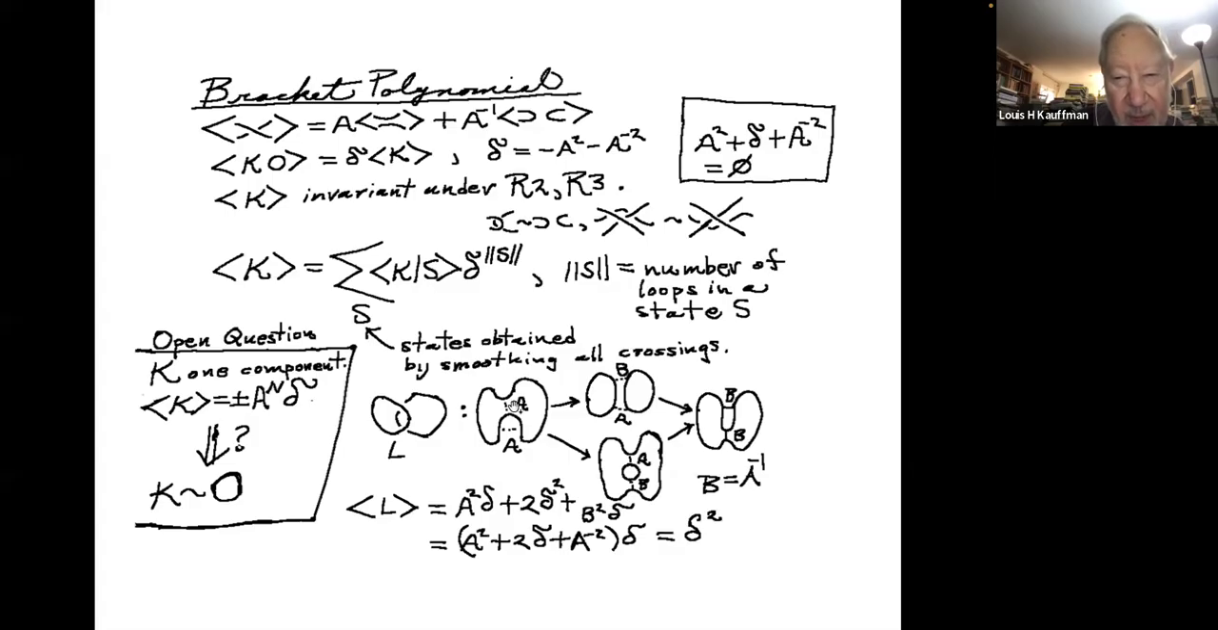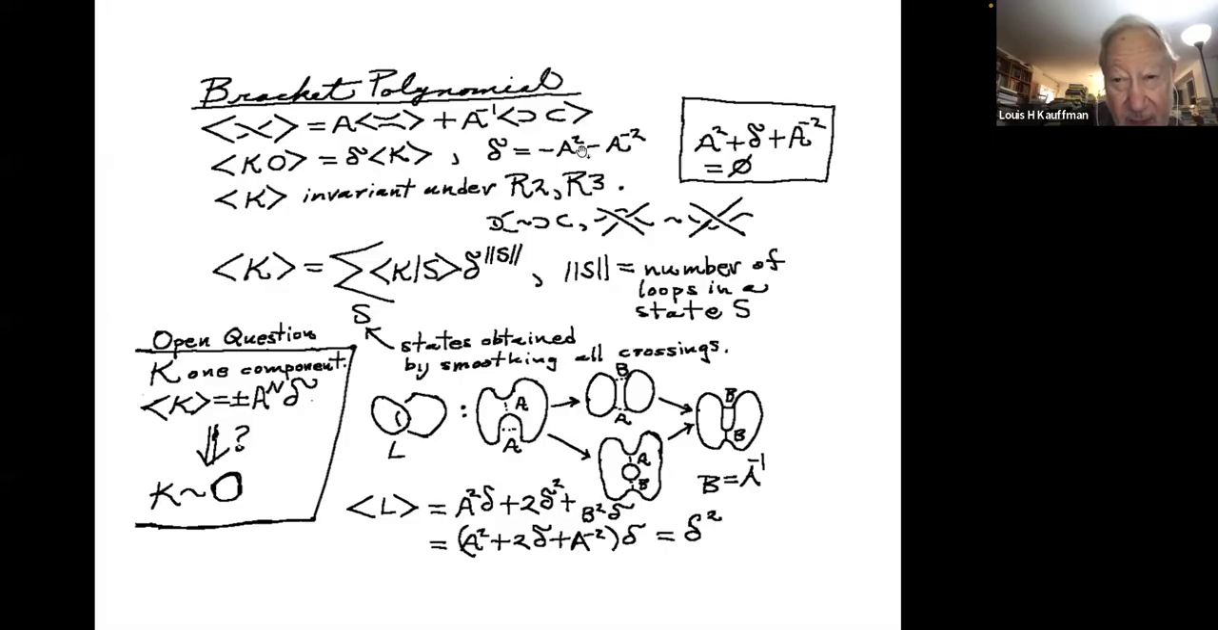You get an expansion over states, where states are smoothings of the diagram, and you check at each smoothing whether it's an A or a B, an A or an A inverse. I call B the one that would be A inverse, and you take the product of those weights and delta to the number of loops in the state. Sometimes we normalize it with one less loop, but the point is that the polynomial is a sum over all of these terms, which have no signs in them.